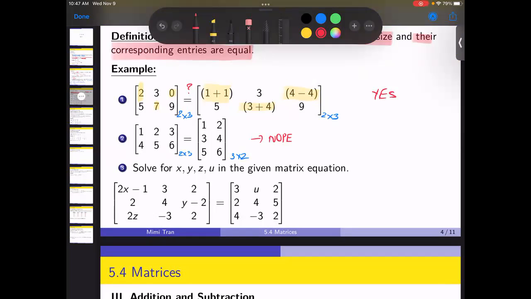Solve for x, y, z, u. Any suggestion? Assume these two matrices are equal. Oh, okay. U3. Yeah, the easy one. Very good. On the exam, go for the easy one first. If you're stuck for more than 2 minutes, move on. Come back later.